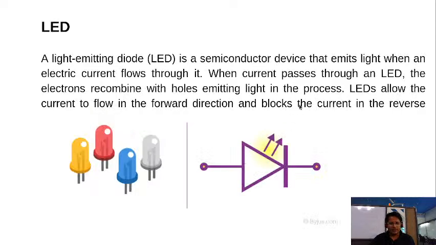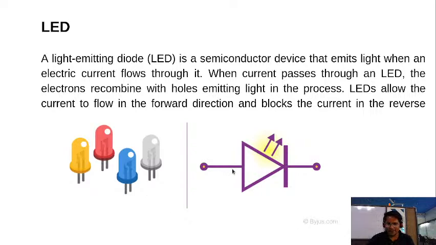Moving on. In this video we are going to learn about series connection and parallel connection. So we'll be connecting multiple LEDs to do this. Before that, let's understand what an LED is. An LED is a light emitting diode. It's a semiconductor device that emits light when an electric current flows through it. When current passes through an LED, the electrons recombine with holes, emitting light in the process. LEDs allow the current to flow in the forward direction and block the current in the reverse direction.